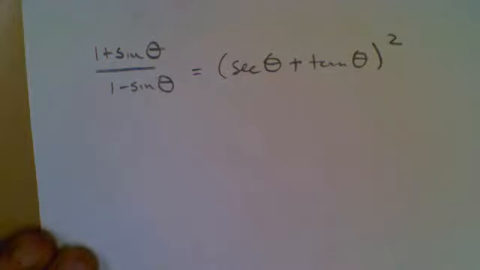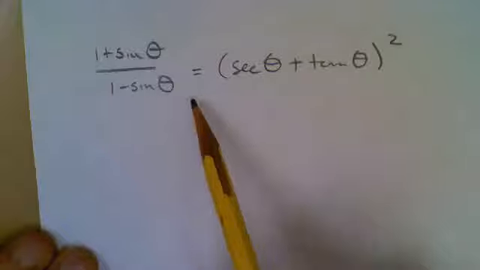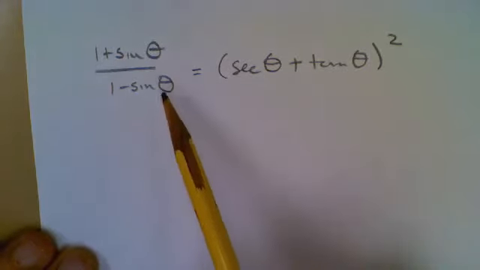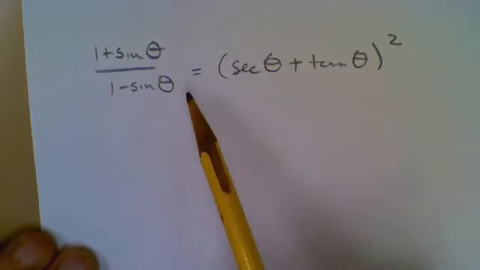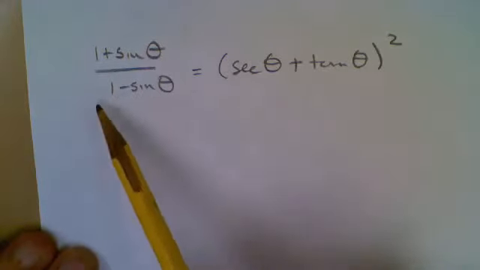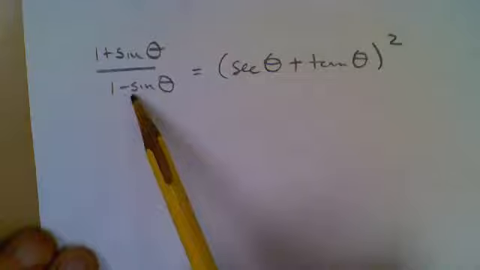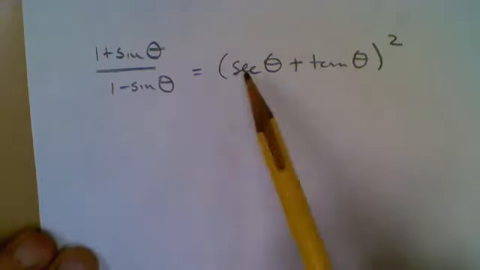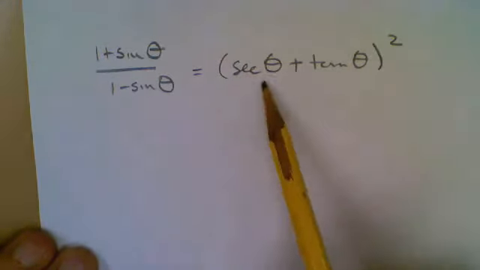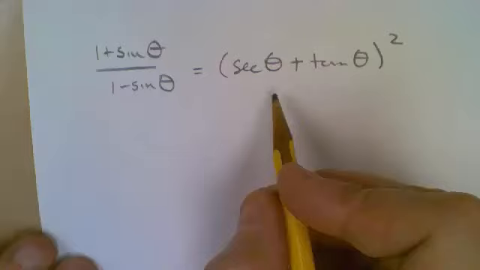Okay, the fourth one that I gave you for review, I looked at and I'm trying to decide which side I want to start with. There are some things I could do with this, like trying to get this down to one term by multiplying by the conjugate, 1 plus sine, but I think I'd start over here because I have this whole thing squared. So I'm going to start with that side.